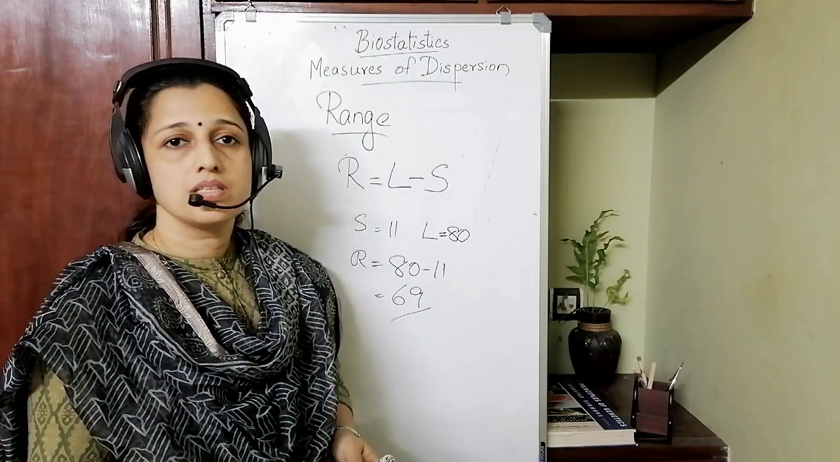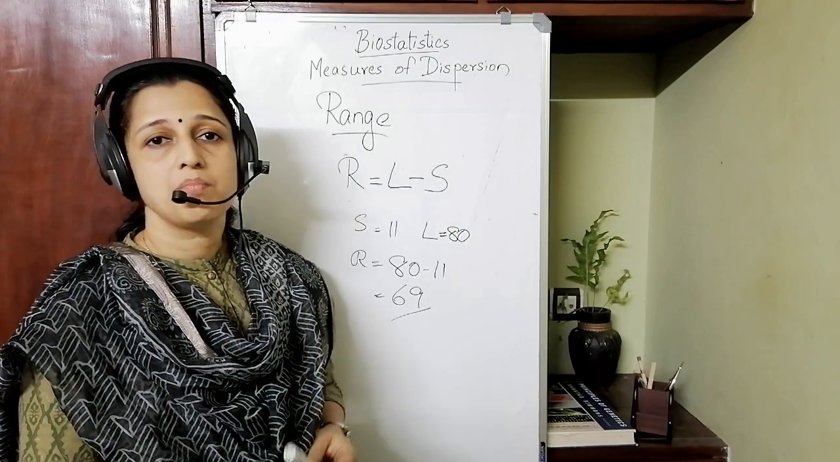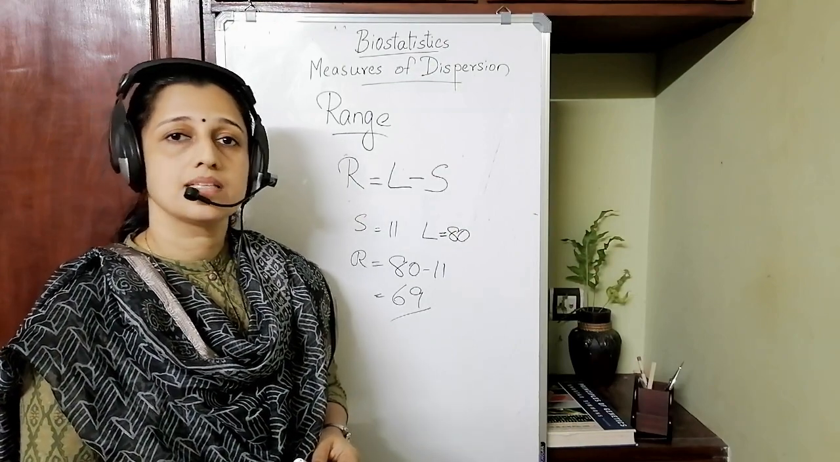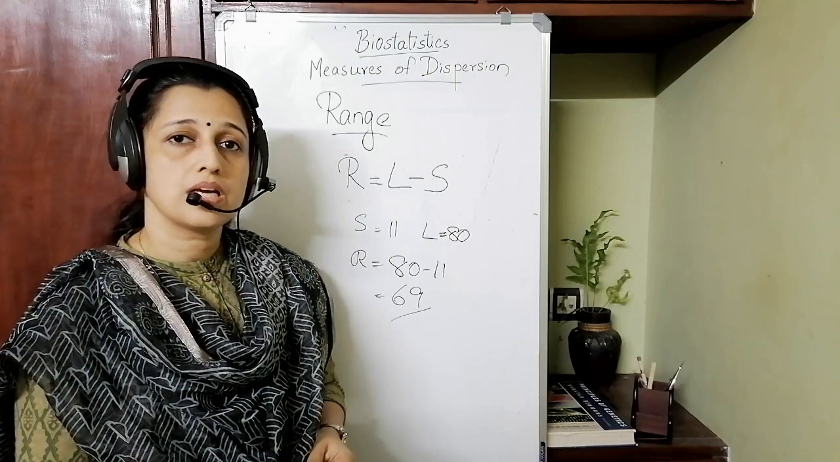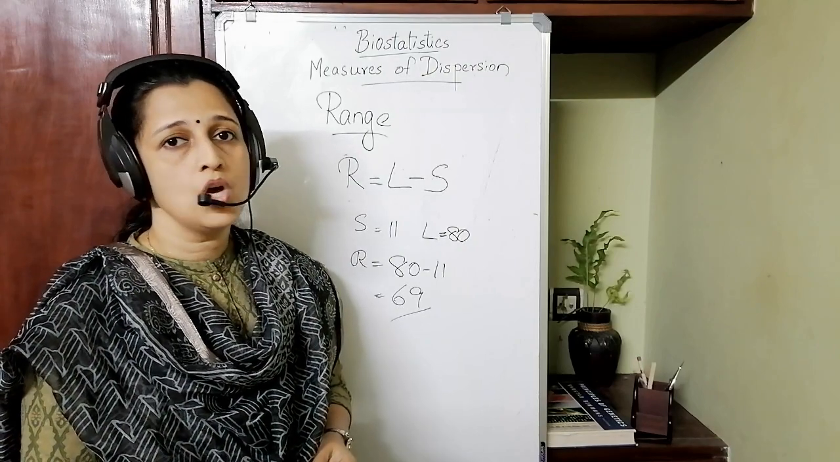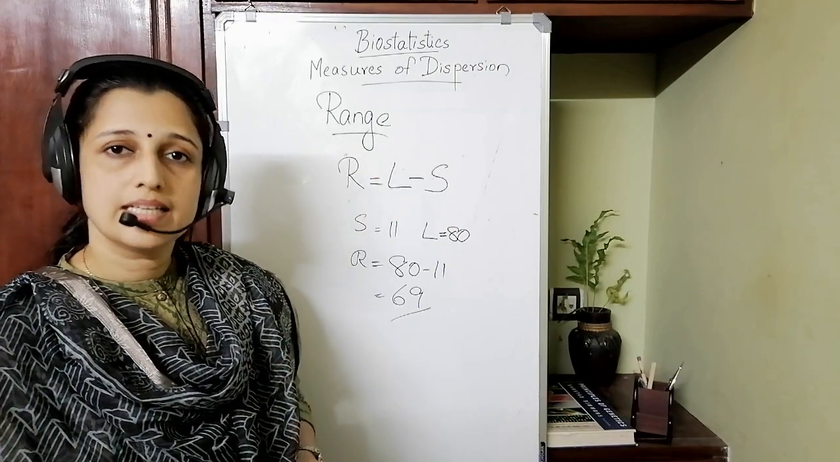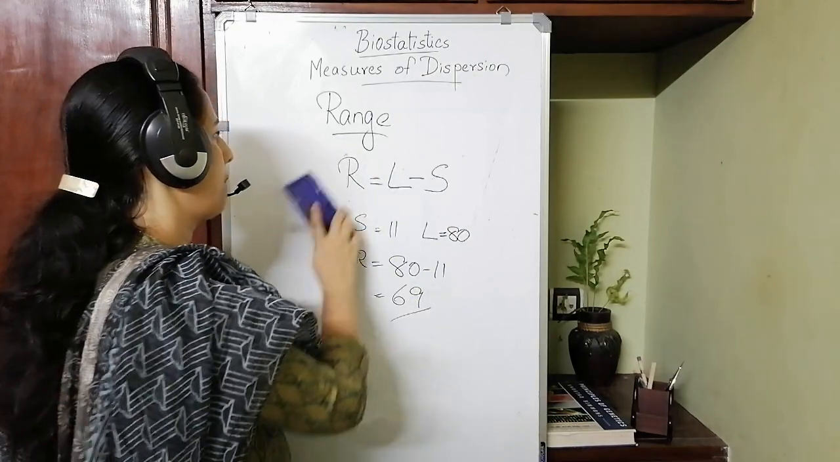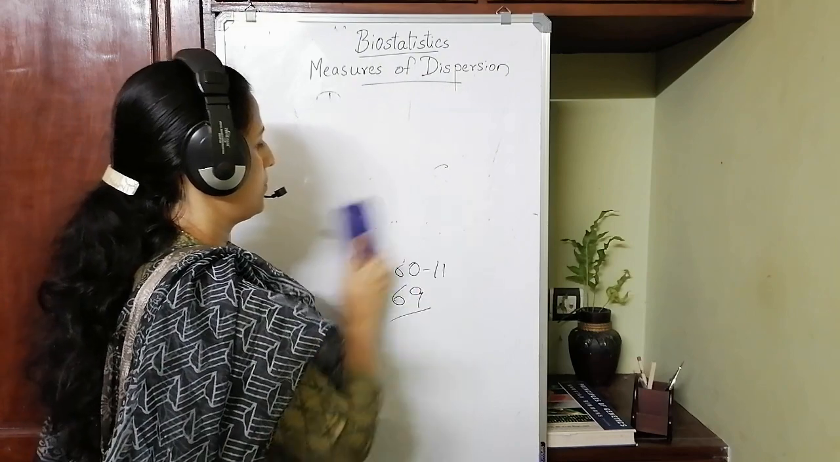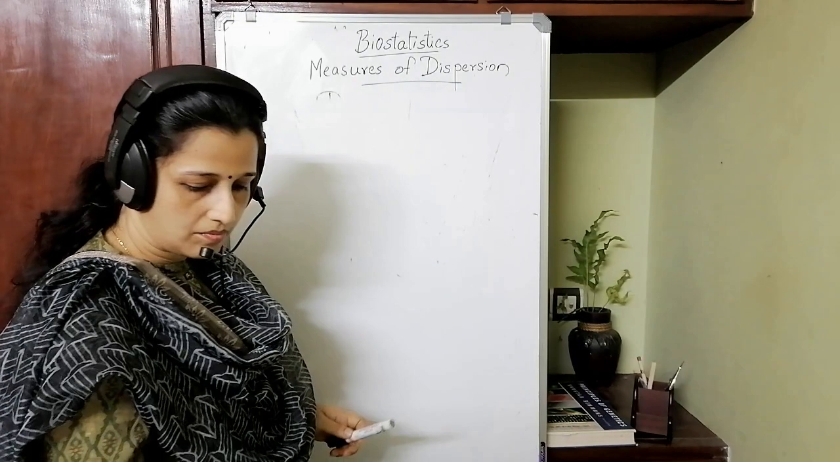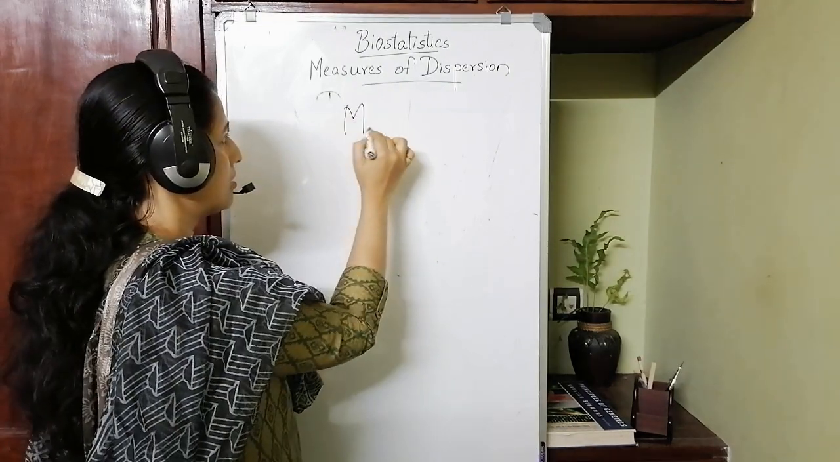So range R is equal to L minus S, where L is the largest value of the observation and S is the smallest value of the observation. Now let's see what mean deviation is. Mean deviation.